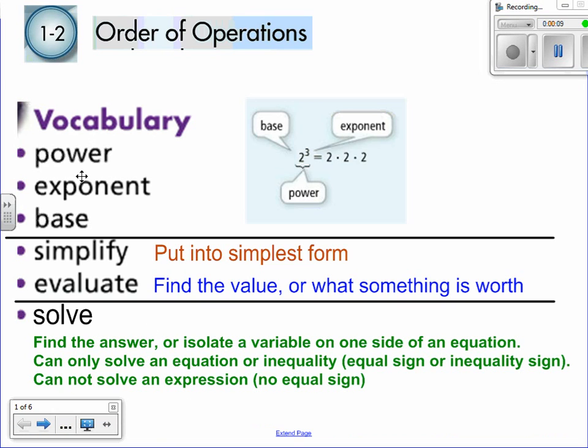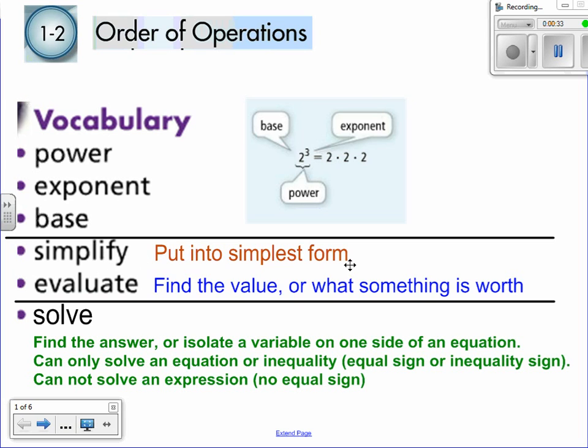When we talk about a power, or exponent, the base is the bottom, that would be the 2. This has an exponent of 3, so we have 2 cubed, and the whole thing is called a power, and that's how we handle multiplying multiple numbers, like 2 times 2 times 2 is 2 to the third power.